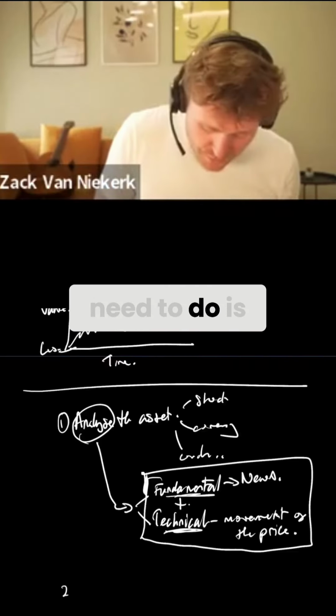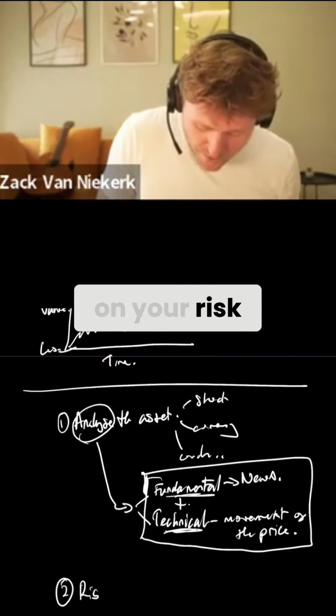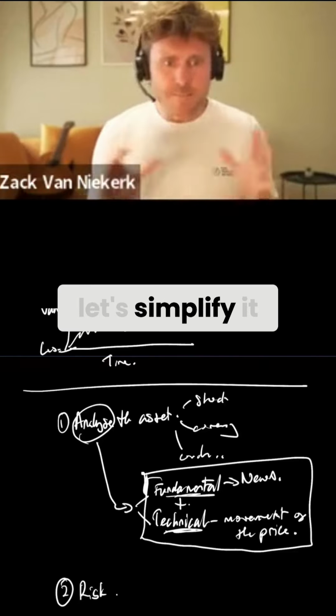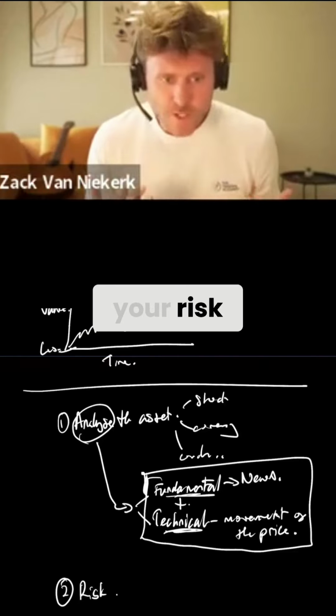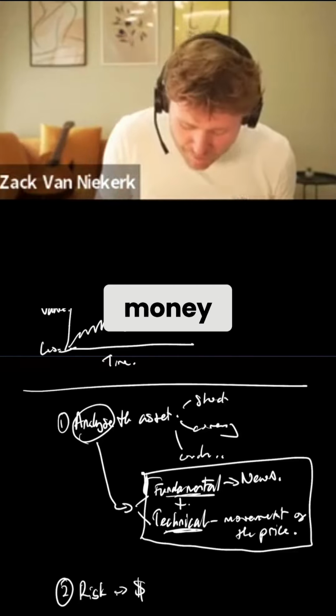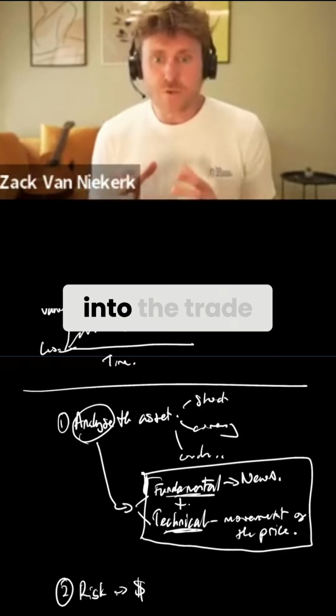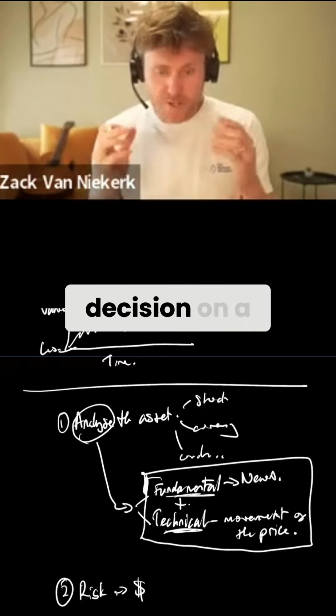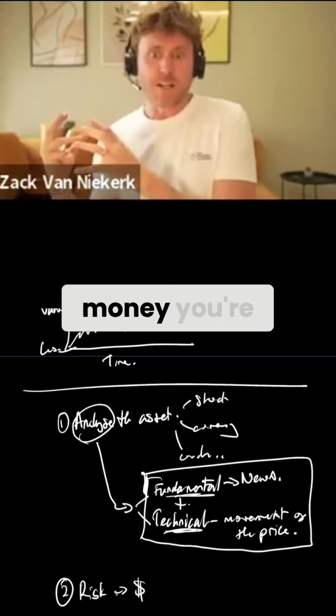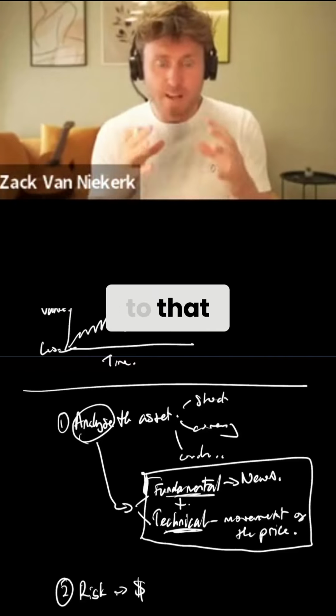Now, the next thing you need to do is you need to decide on your risk. So what is that? Well, let's simplify it. Essentially, when you decide on your risk, what you're doing is you're allocating how much money you want to invest into the trade. Okay, so you're making a decision on a specific asset class, and your risk is how much money you're going to be allocating to that specific trade.